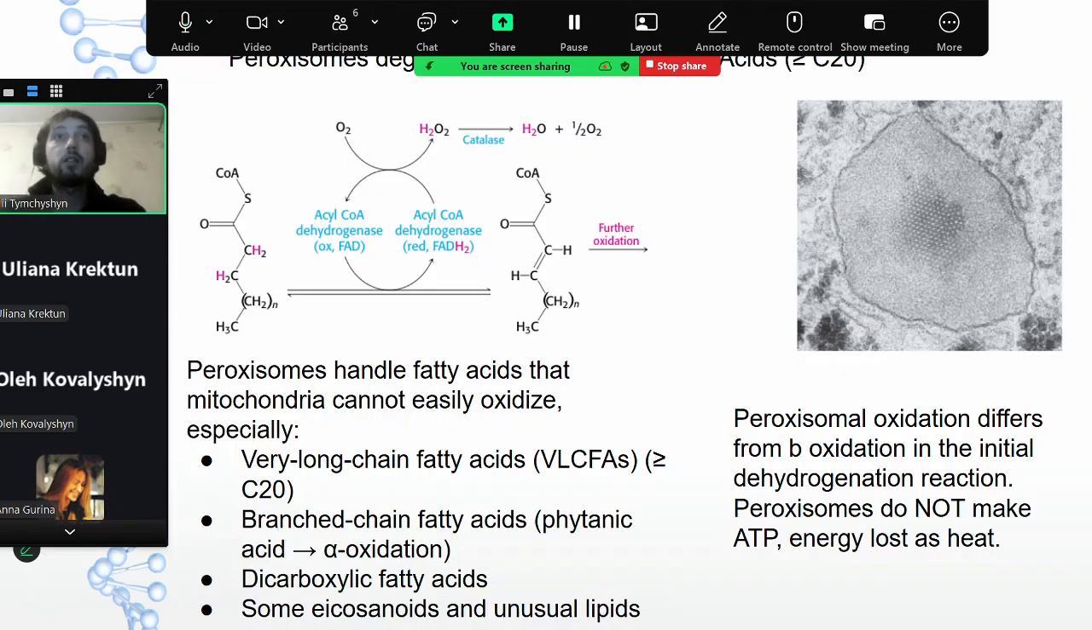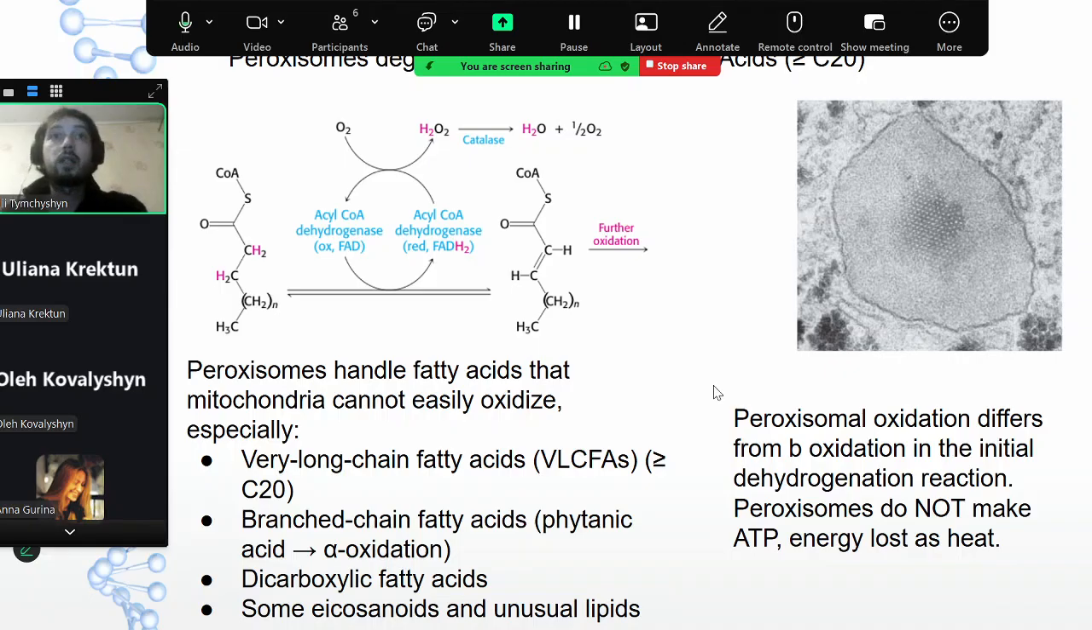But the thing is that you cannot effectively metabolize very long fatty acids with the mitochondria. You don't want them to stick around and just take some place in your cells, so you need some ways to metabolize them. It's better to lose some energy in the form of heat, but anyway perform certain reactions on those very long fatty acids. Besides, they can handle branched chain fatty acids.